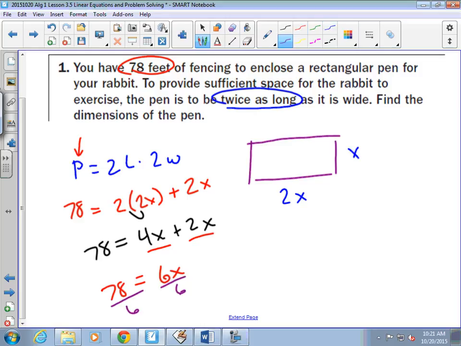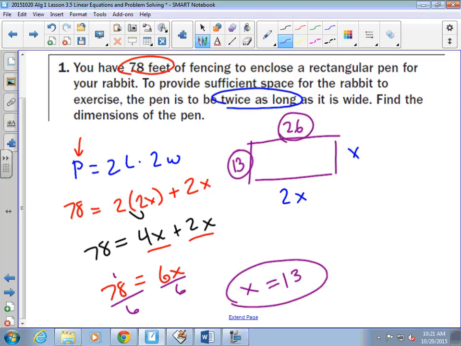It goes into 7 once. And there is 1 left over. It goes into 18 3 times. So the width of your rabbit's pen is 13. What is the length of the pen? So this one is 13. What is the length? 26. It tells you to find the dimensions. Your width is 13 and your length is 26.